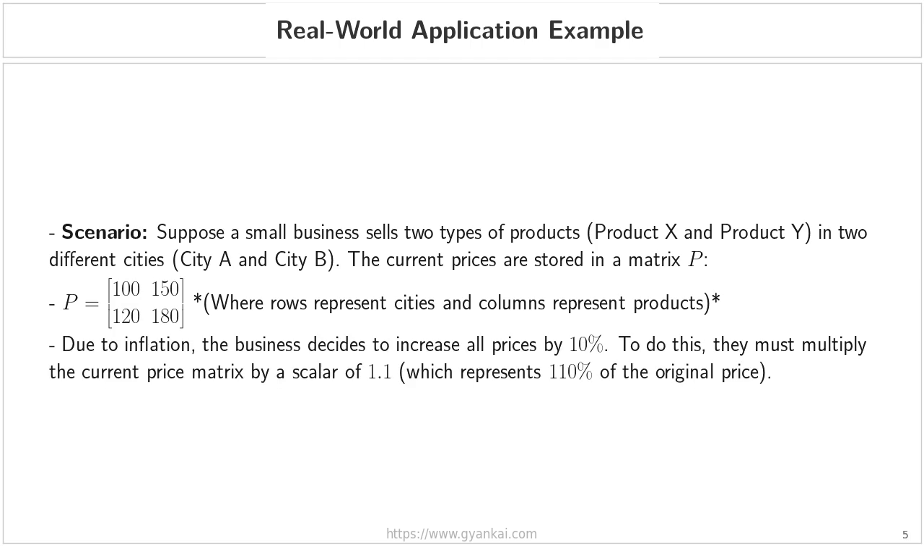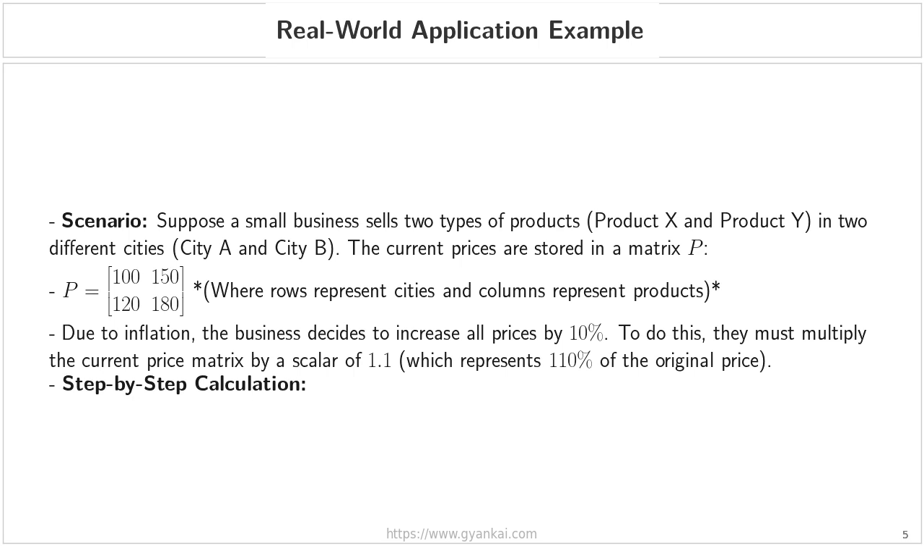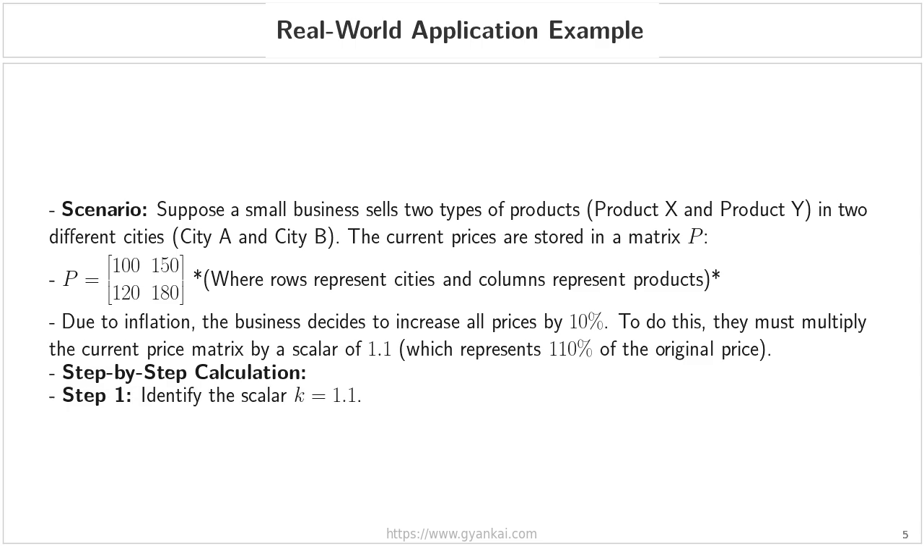Now, suppose that due to inflation, the business needs to increase all of its prices by 10%. In mathematical terms, increasing a value by 10% is the same as calculating 110% of that value. Therefore, we need to multiply our price matrix by a scalar of 1.1. Let us walk through the calculation step by step, applying the process we discussed in the previous slides. In step 1, we identify our scalar k, which is 1.1.